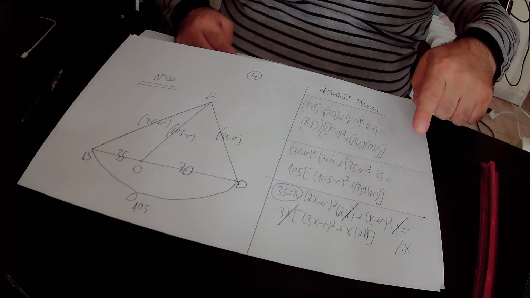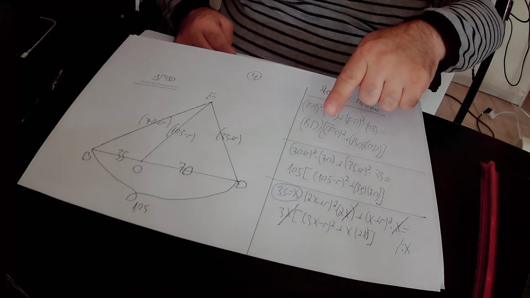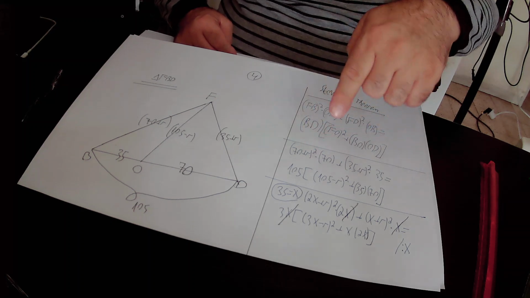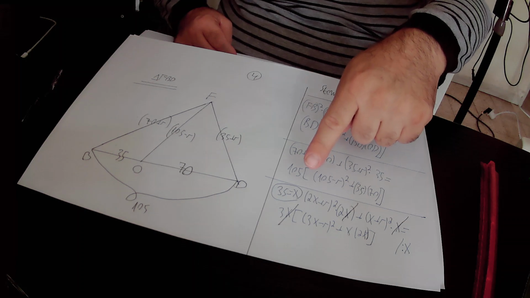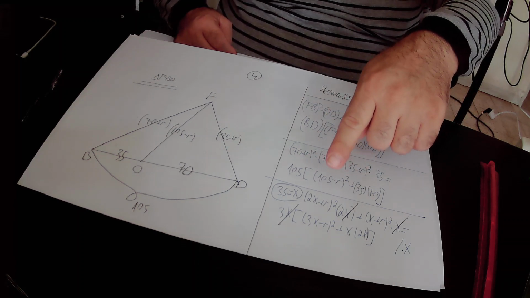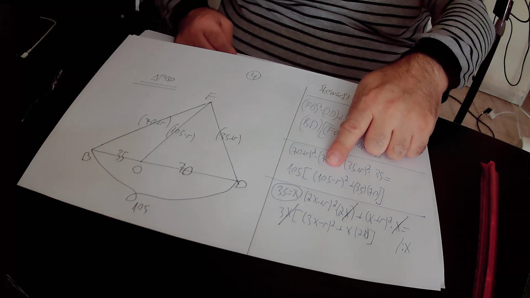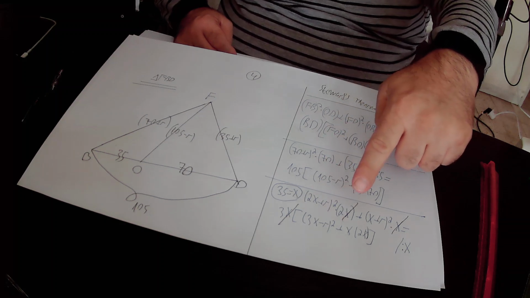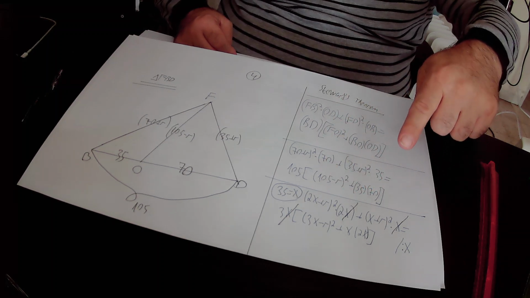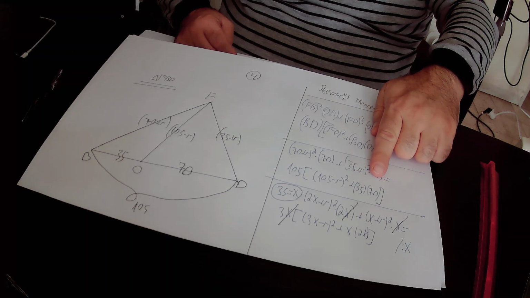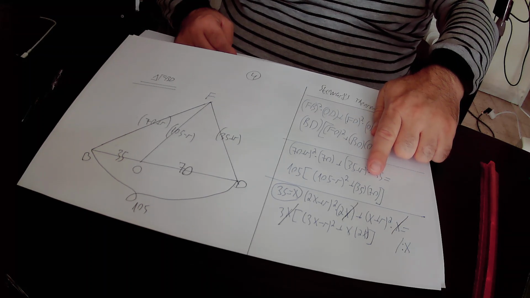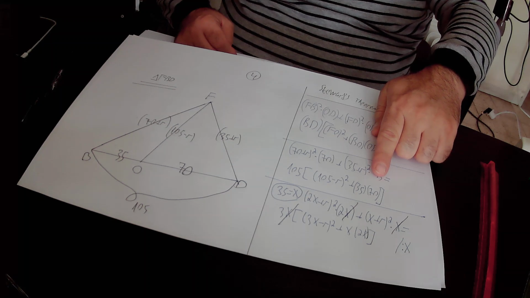times x, and it is equal to, on the other side of the equation we have 105. 105 is 3 times 35. 3 times 35 is 3x. We open the brackets here. Inside the brackets we have 105, that is 3x, minus r squared, plus 35 is x and 70 is 2x. And x times 2x is 2x squared.